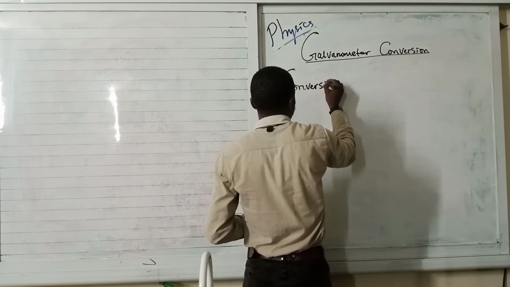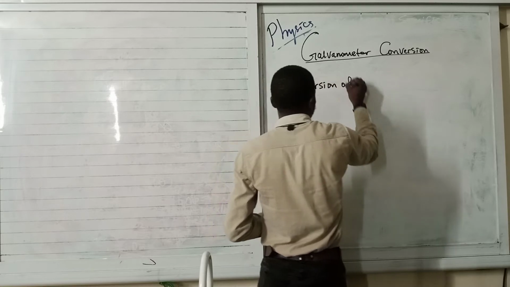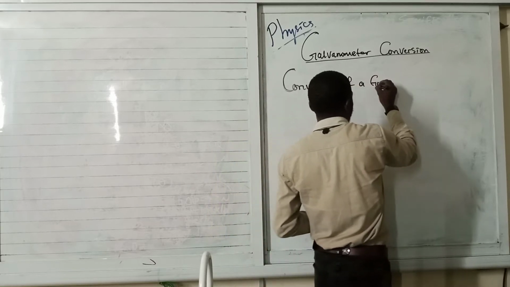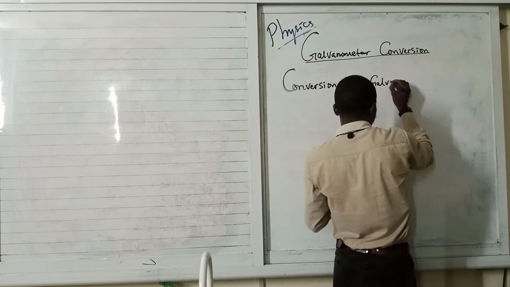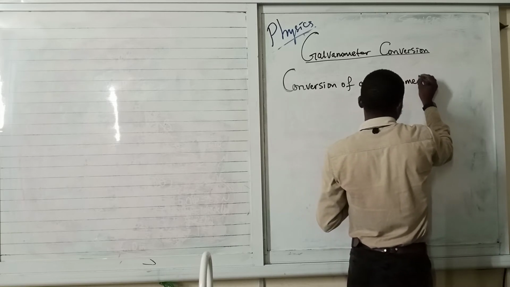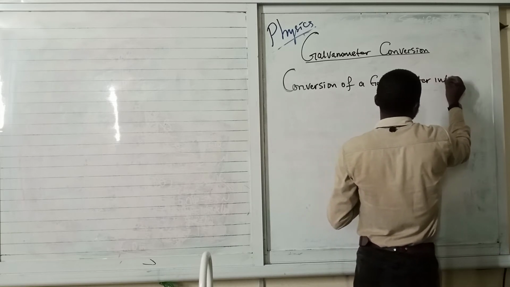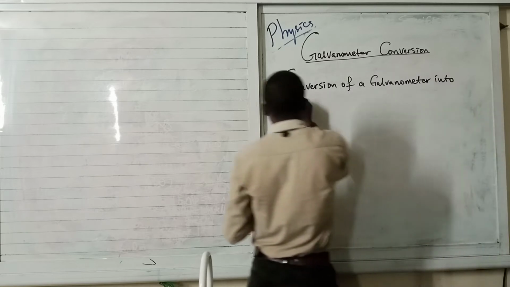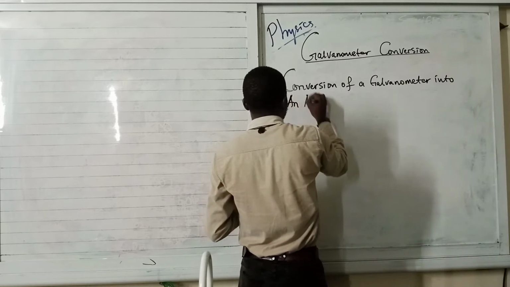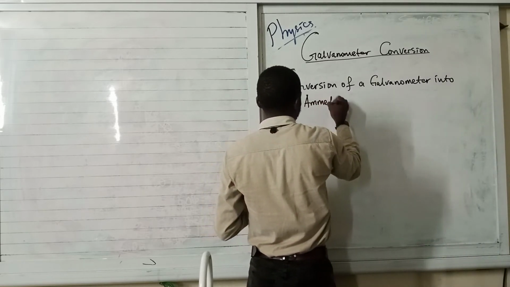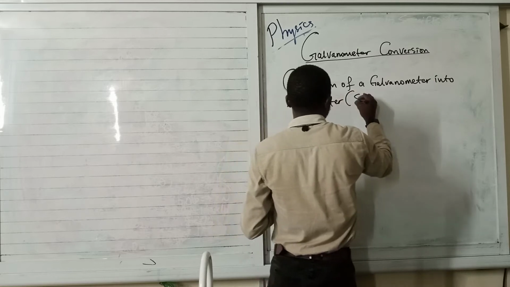Conversion of a galvanometer into an ammeter. We call it shunt.